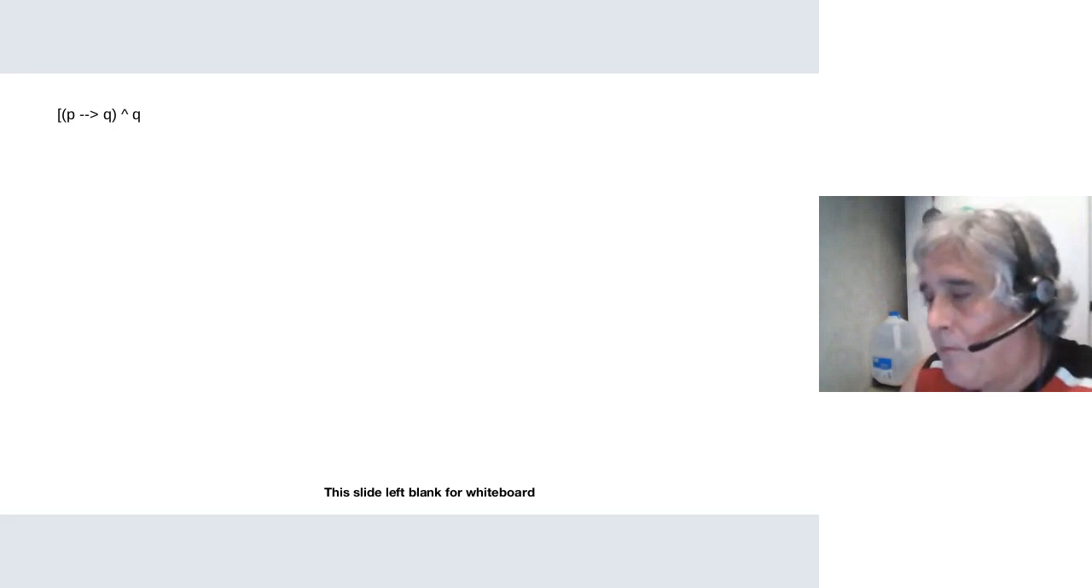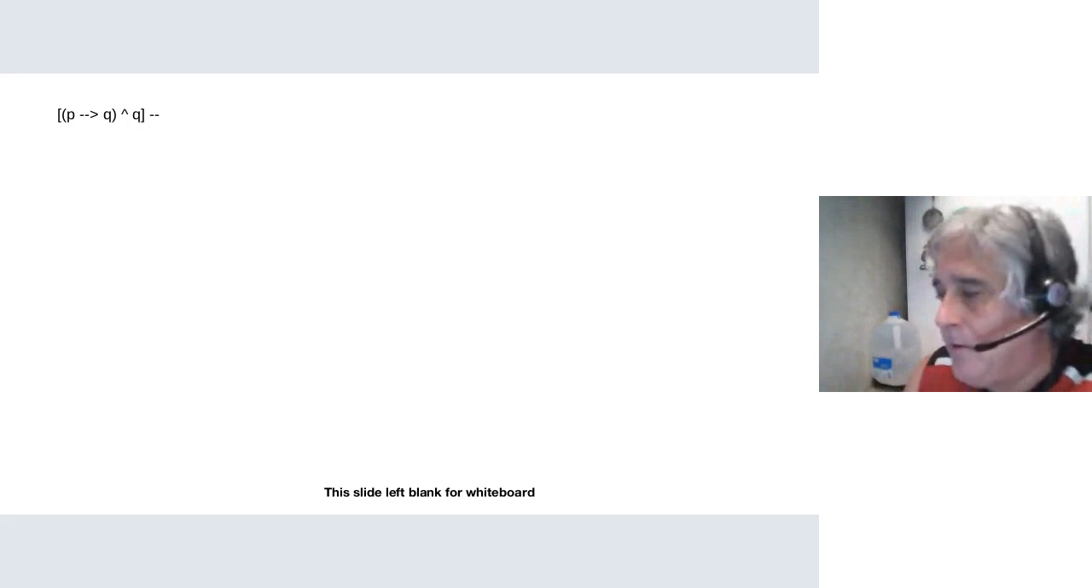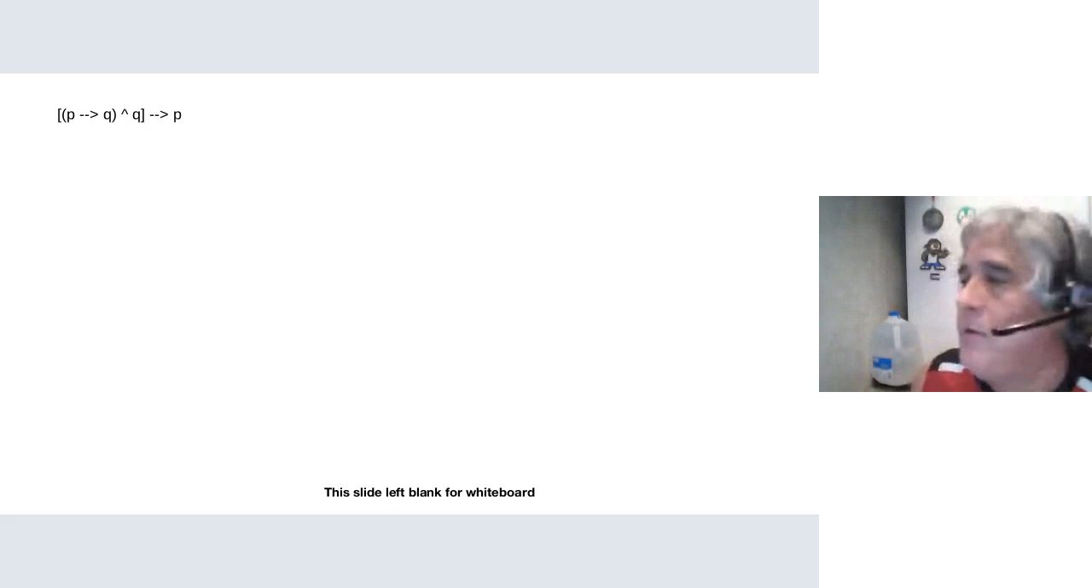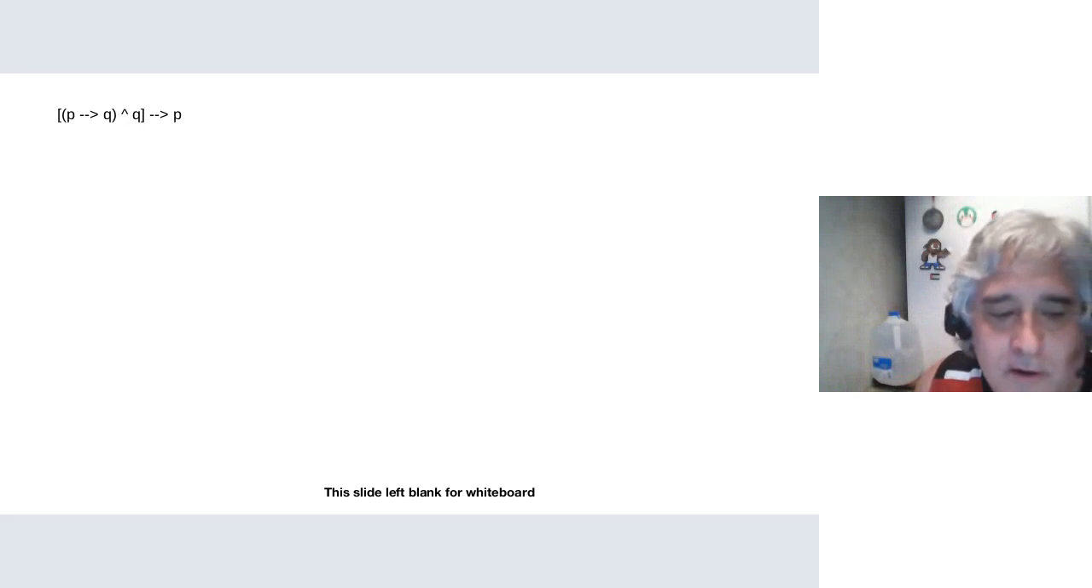So those two are premises. That's the first part. Then that whole thing within the context of the conditional statement is the antecedent for this conditional statement. So there's the argument. Now we're going to do a truth table for it, just like we did for any other truth table.